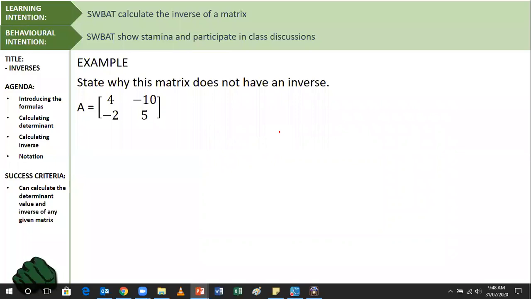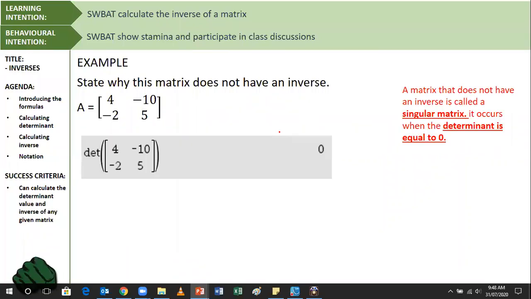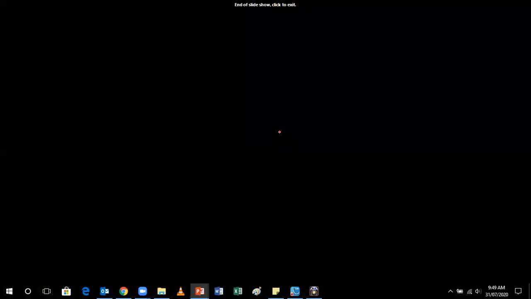Okay, so explain why this doesn't have an inverse. Well, if we go through and work out the determinant, it equals 0. The last line on the first page stated that a matrix without an inverse is what we call a singular matrix. So in order to have a singular matrix, the determinant must be 0. That's all it is. So once you put it into the CAS, you just write, yep, the determinant is 0. Therefore, this matrix A does not have an inverse. And the name for it is singular matrix.